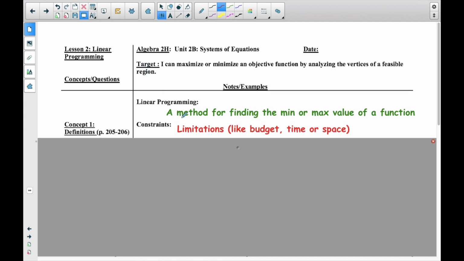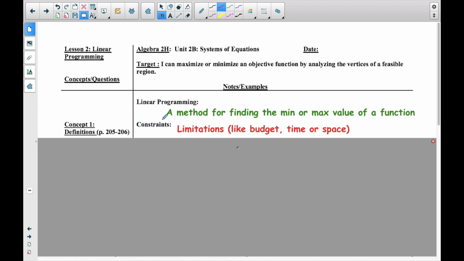A method, and it's specifically a method for finding the minimum or maximum value of a function. So it's going to be something like you're trying to find the maximum profit or the minimum cost, things like that. When we deal with linear programming, we have some vocabulary that we use.